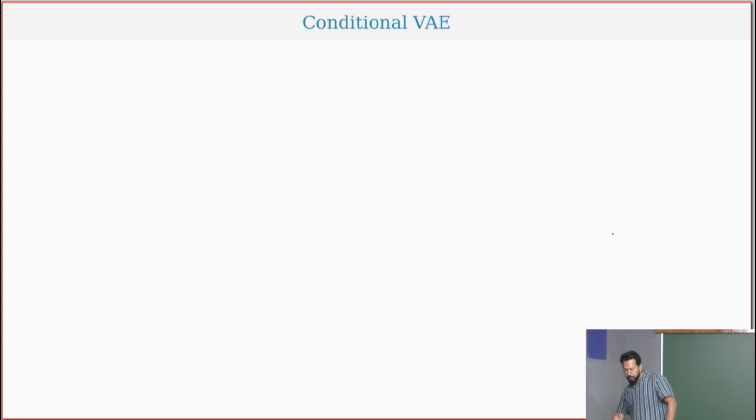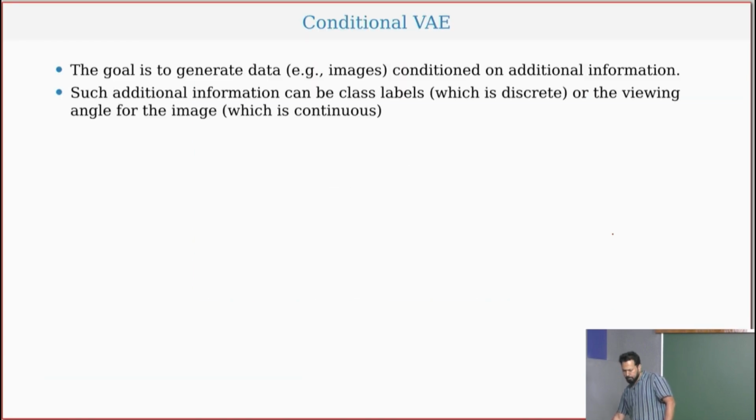Now let us look into the conditional VAE, which is very simple. It is basically just appending, just like we did for GAN. The goal is to generate data conditioned on additional information. Obviously, it could be discrete class labels, or sometimes you may want to change the angle of the image, which could be seen as continuous because the angle could be like, I want the face to be at 30 degrees, 40 degrees, things like that.